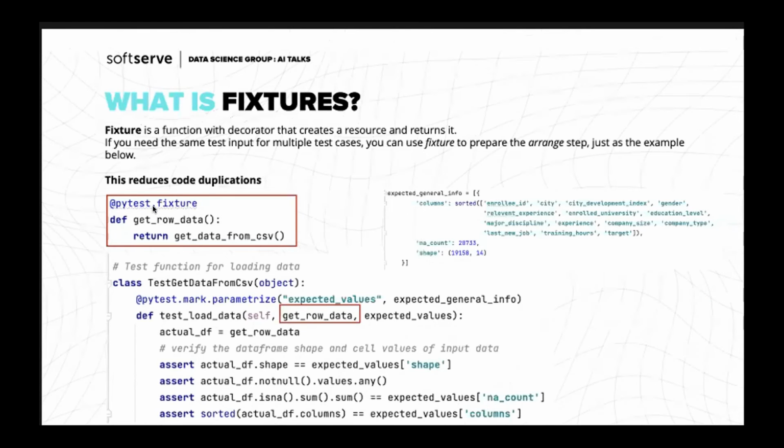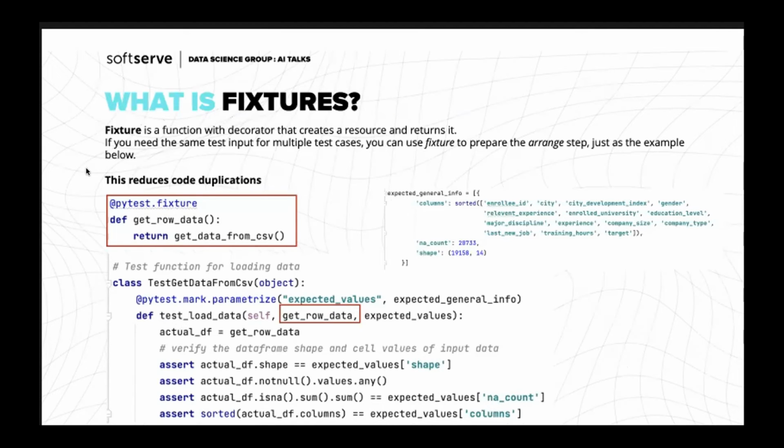The next part is a benefit of PyTest. It's fixtures. In general, they are functions with decorators that create a resource and return it. For example, if you need the same test input for multiple test cases, you can use fixtures to prepare the arrange step. Just as an example below, for example, I need to have a lot of data in a few tests.